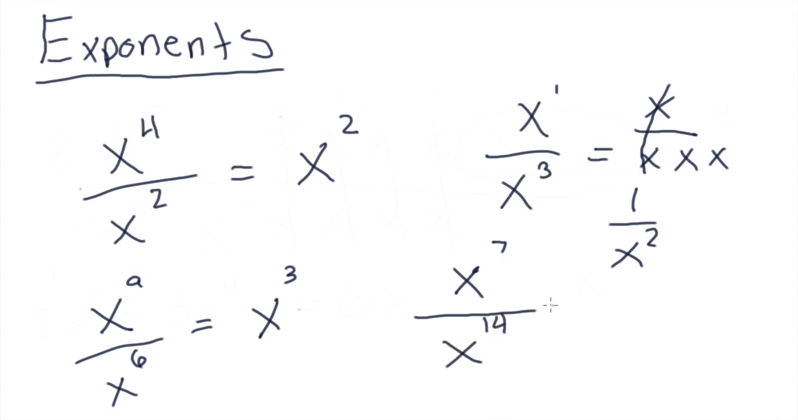What do you think the answer here would be? It would be 14 minus 7, keeping the 7 on the bottom, giving us 1 over x to the 7th.